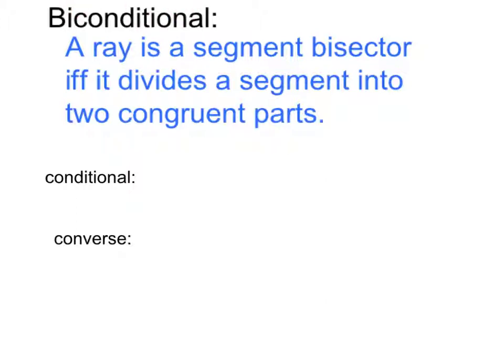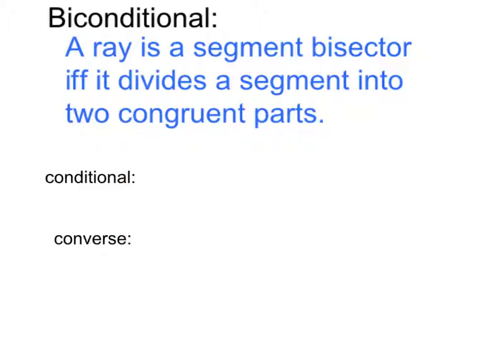Here we're going to break our biconditional. A ray is a segment bisector if and only if it divides a segment into two congruent parts. Let's break it down into its conditional and its converse. It could be written as: if a ray is a segment bisector, then it divides a segment into two congruent parts. That's its conditional. Now let's flip it around to its converse. If a ray divides a segment into two congruent parts, then it is a segment bisector. So that's how we take a biconditional and break it down into its conditional and converse.